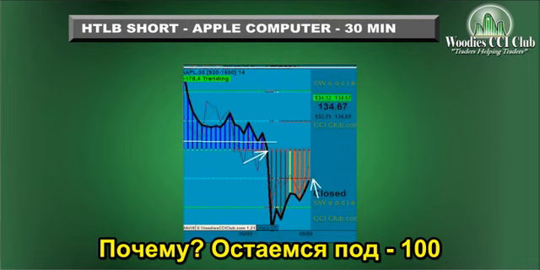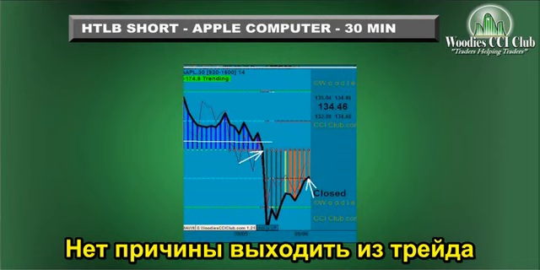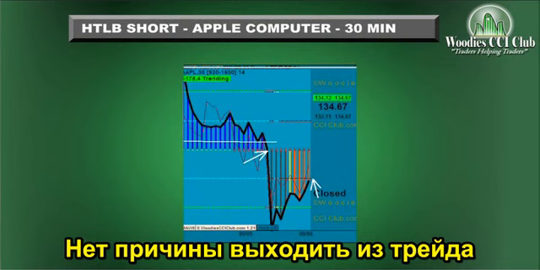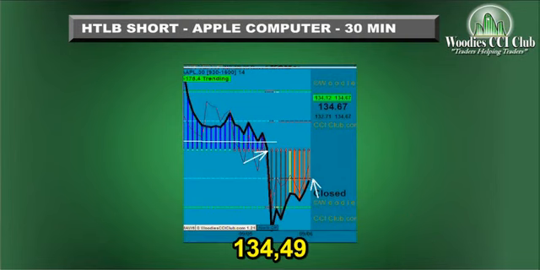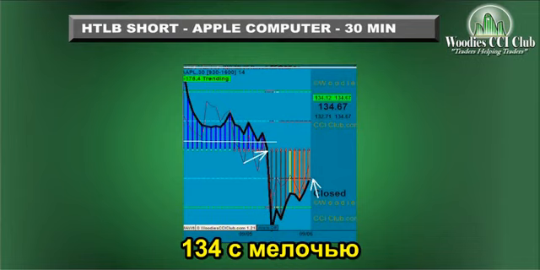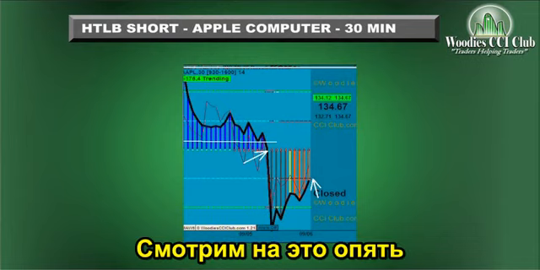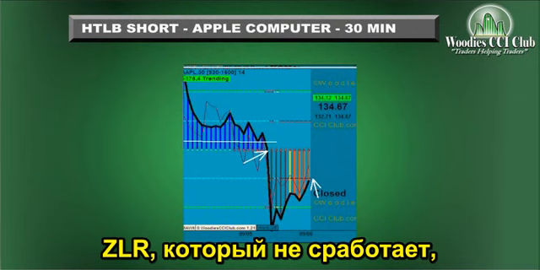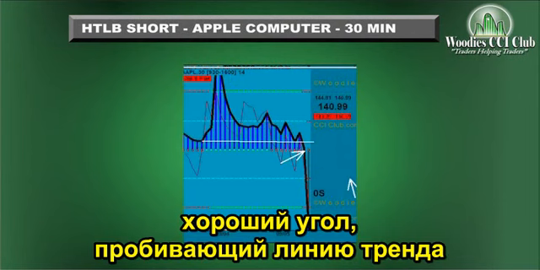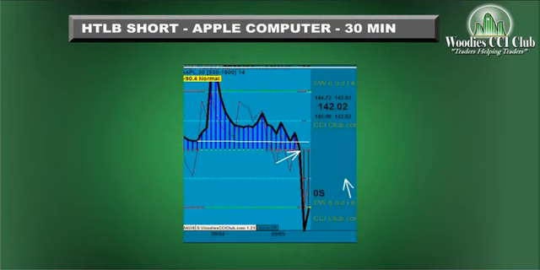Why? Because it's staying below the minus 100. No reason to get out of that trade. Finally, people will get out crossing the 100 at 134.49, 134 and change. So let's take a look at it again. Clues: red on the sidewinder. Zero line rejects that really haven't gone. Good angle breaking the neck, the trend line.